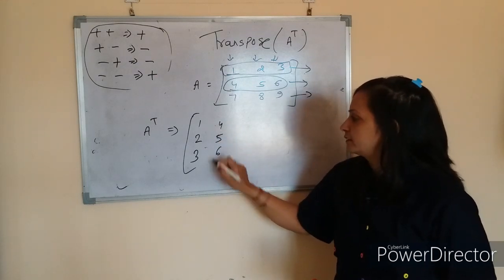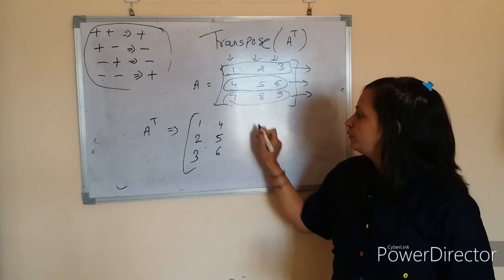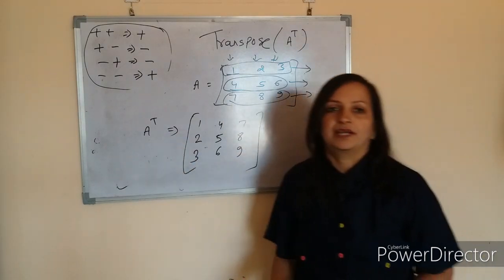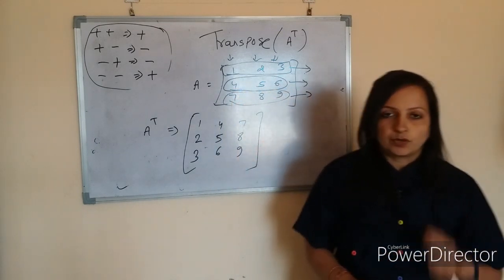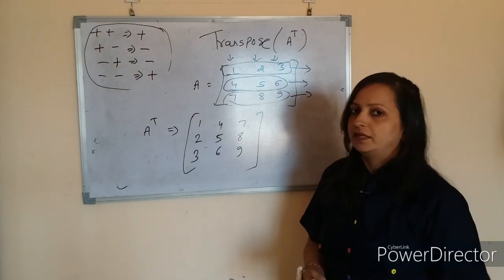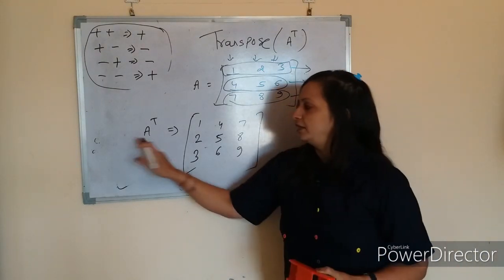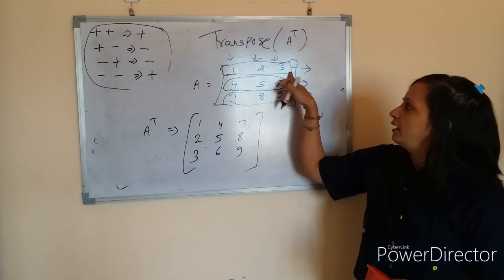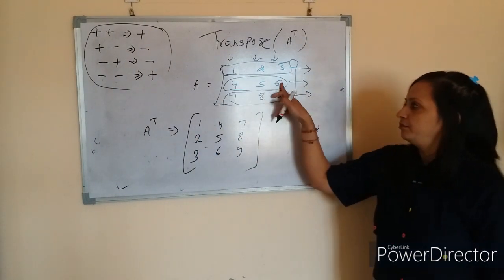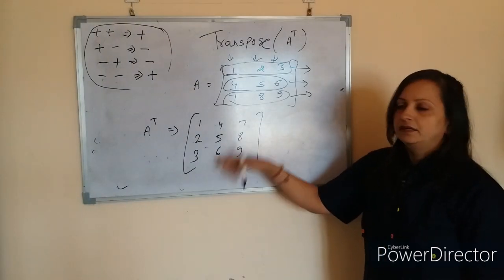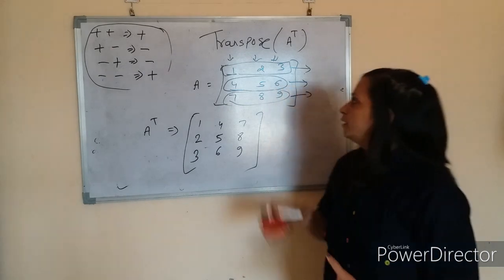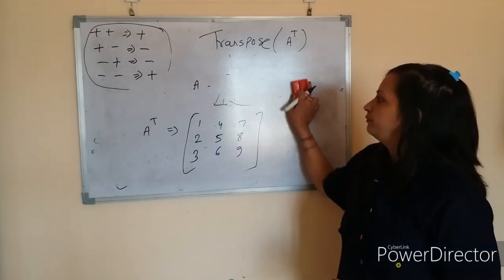In the same way, I take up the second row and write it like this. I take up my third row and write it like this. And this is called my A transpose, nothing else. So what you have to do, you just have to change the rows into columns and the columns into rows and you will get A transpose. So what I did, I just picked up the first row and wrote it vertically. I picked up my second row and wrote it vertically, and then I got A transpose.